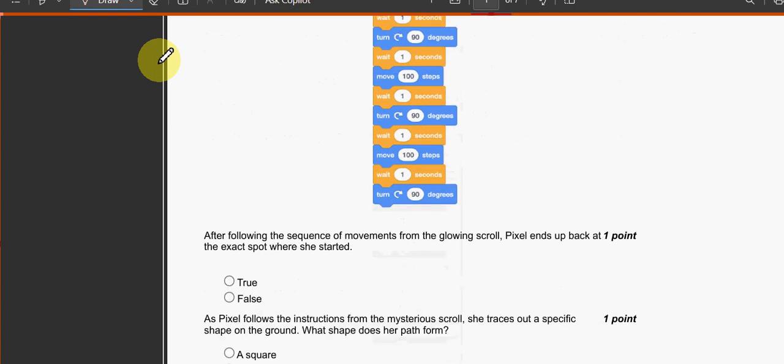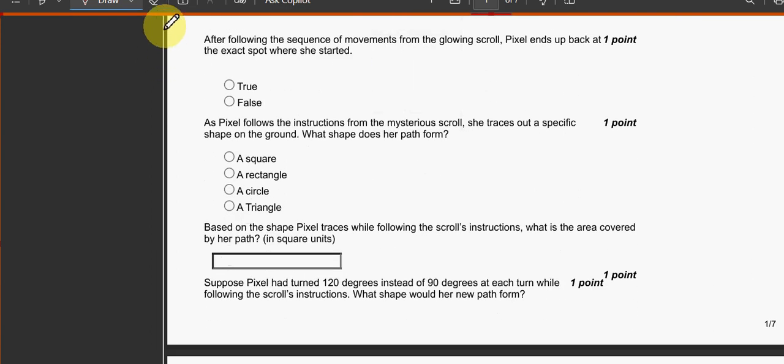So let's see the first question. After following the sequence of movements from the glowing scroll, Pixel ends up back at the exact spot where she started. So it is true, guys. So mark the first option as the correct answer for the first question. The first option is the most probable solution. Now let's move on to the second question.